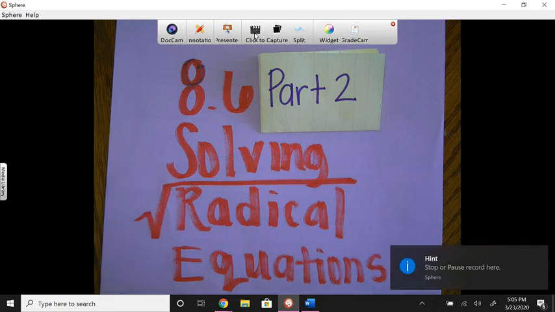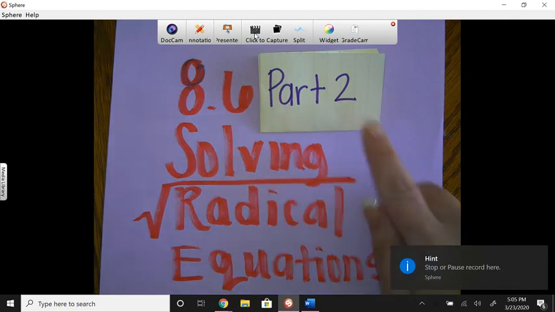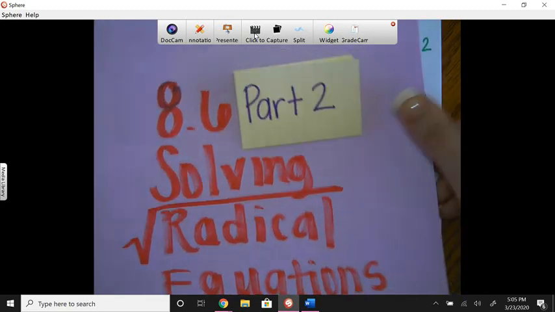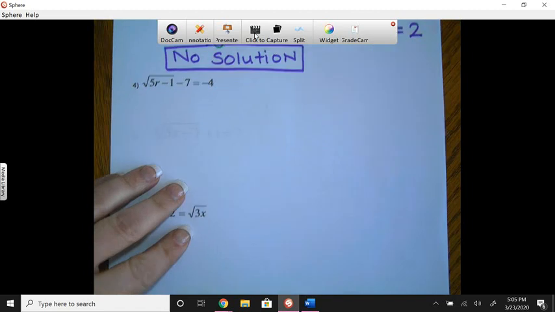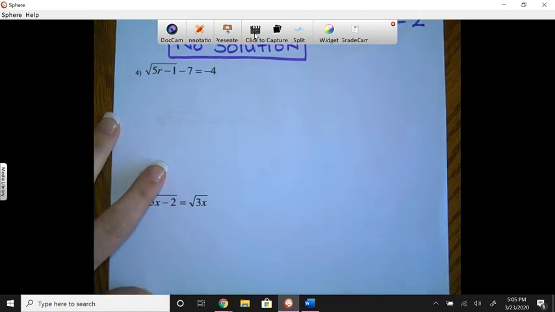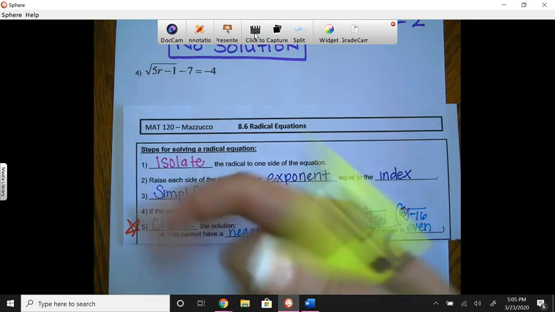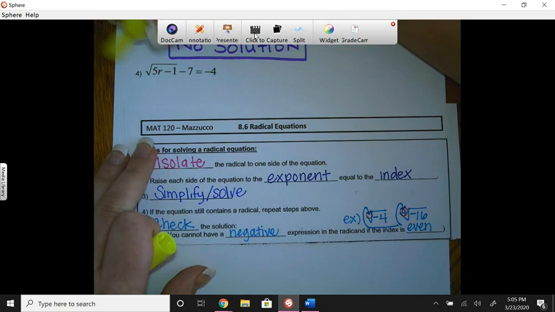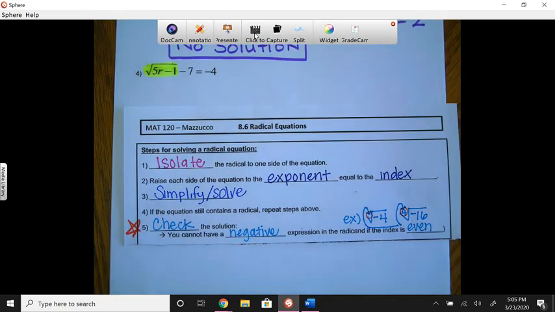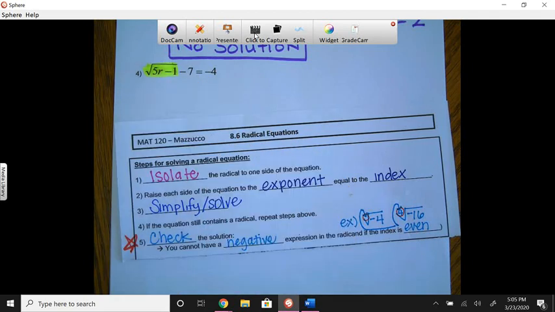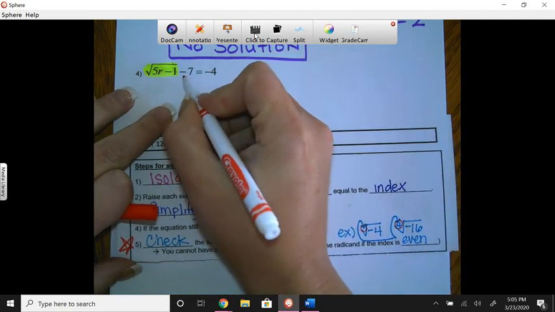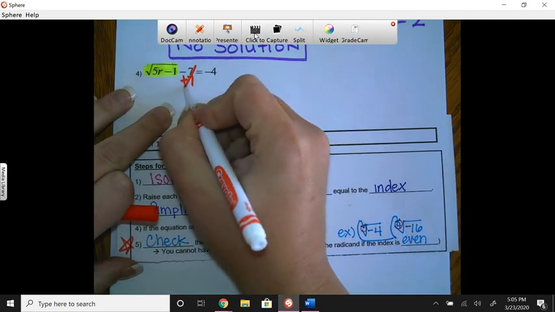This video is going to continue with solving radical equations part 2. So we are on question number 4 in our video notes. And let's go ahead and go through step 1. We want to isolate the radical, so that means we want the square root of 5r minus 1 to be by itself. So to get rid of the minus 7, we're going to go ahead and add 7 to both sides.